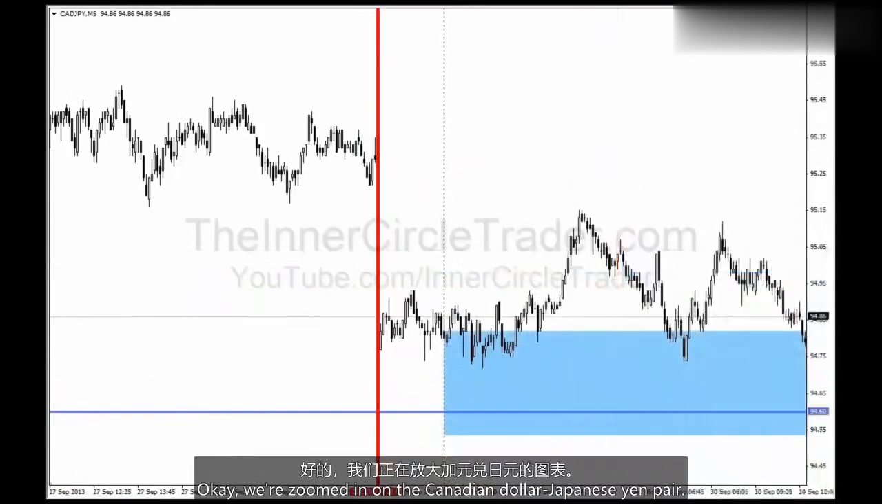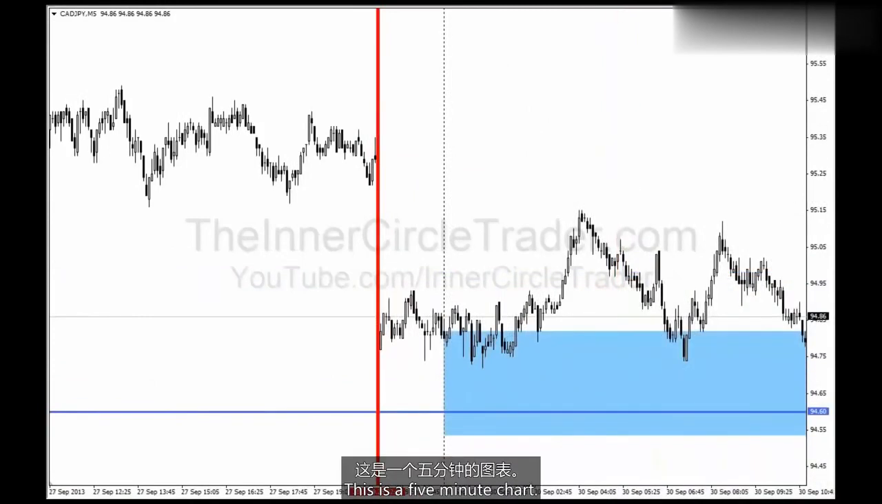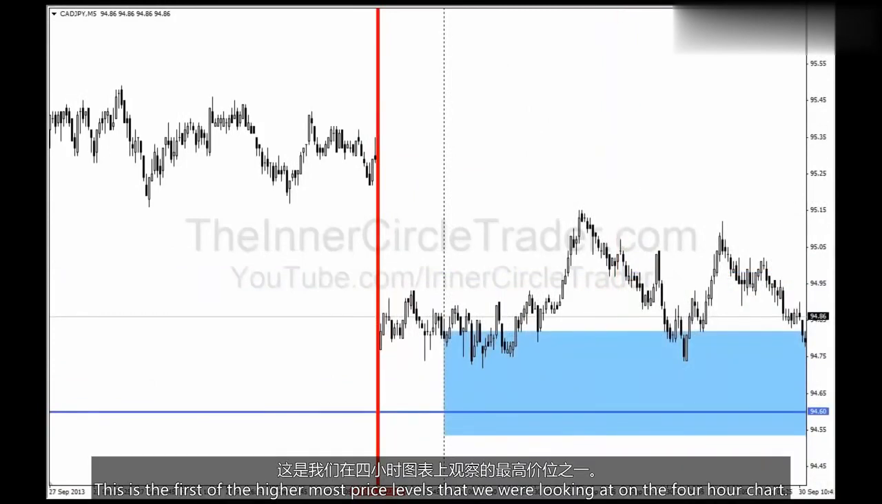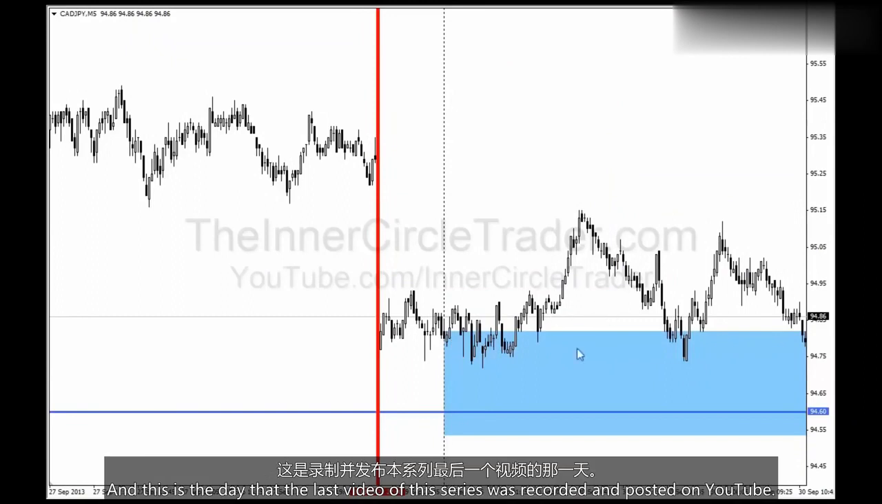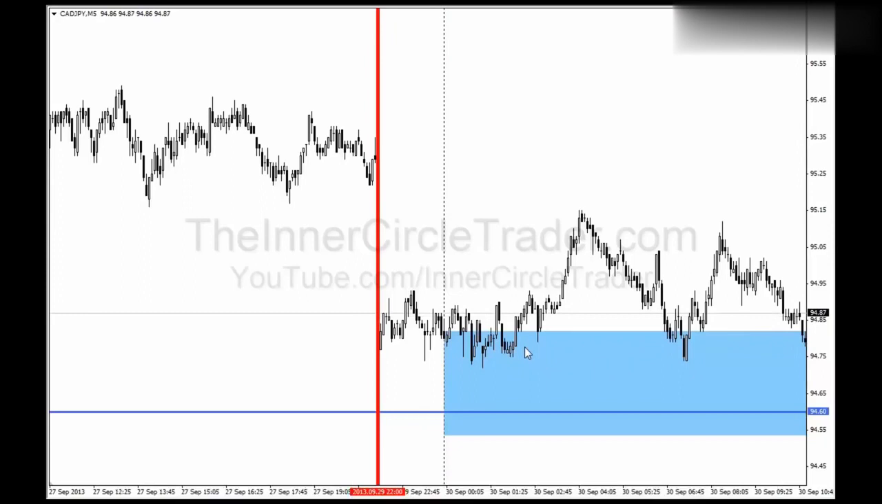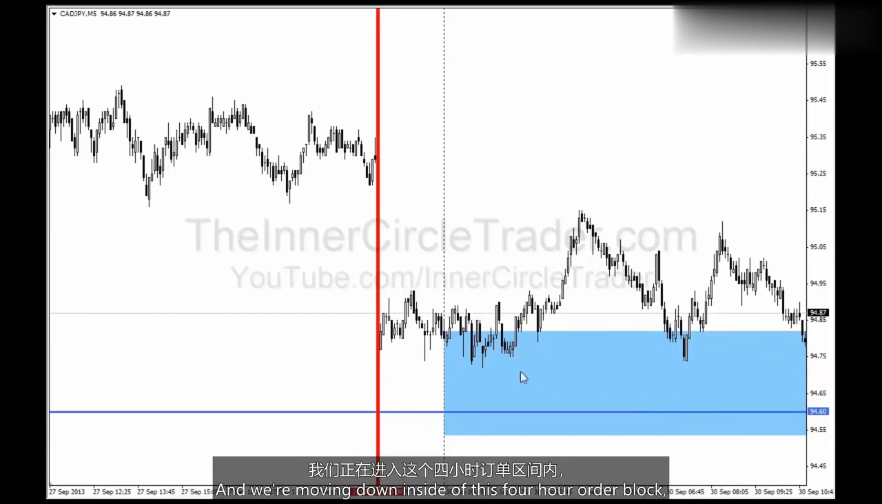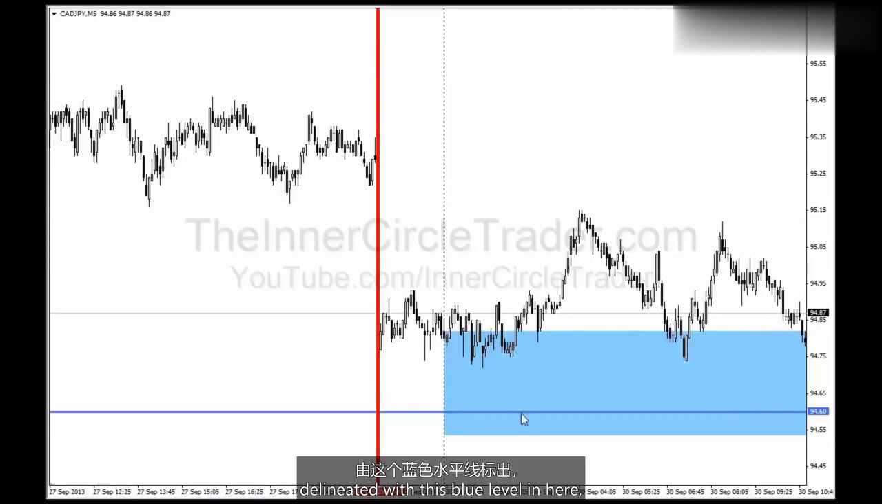We're zoomed in on the Canadian dollar Japanese yen pair. This is a 5-minute chart. This is the first of the higher-most price levels that we were looking at on the 4-hour chart. And this is the day that the last video of this series was recorded and posted on YouTube. This is September 30th, and we're moving down inside of this 4-hour order block, delineated with this blue level in here.